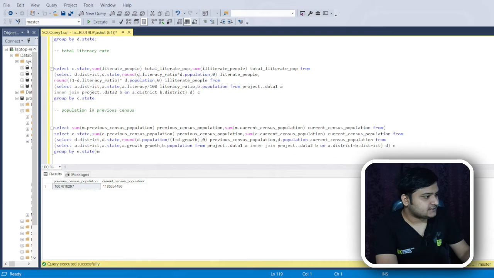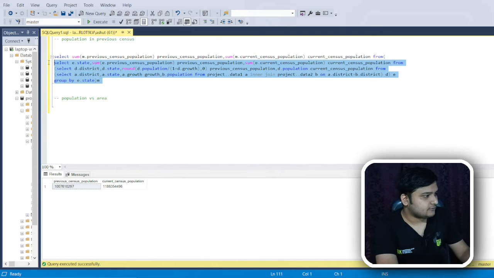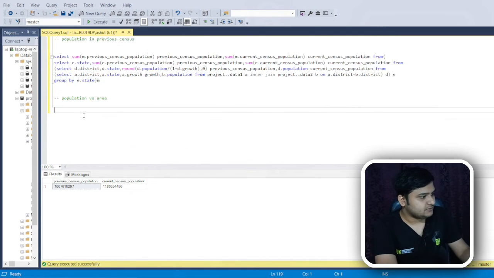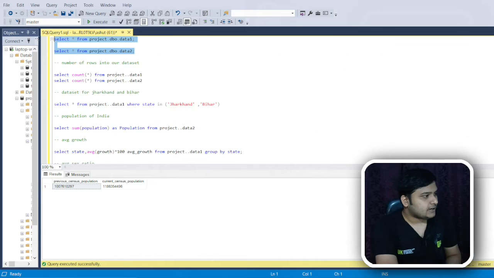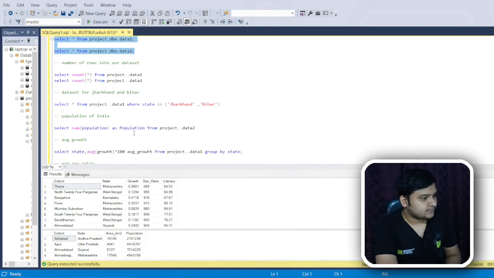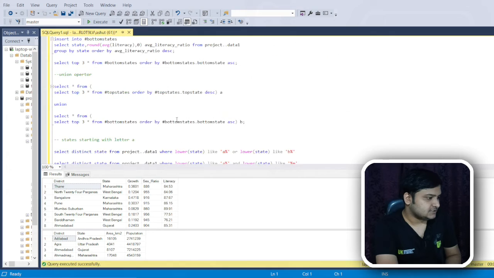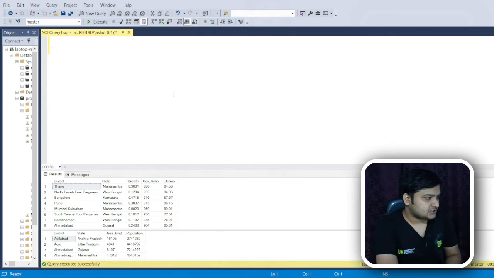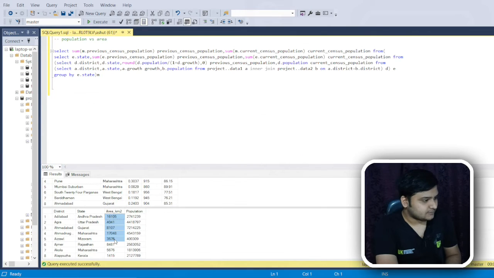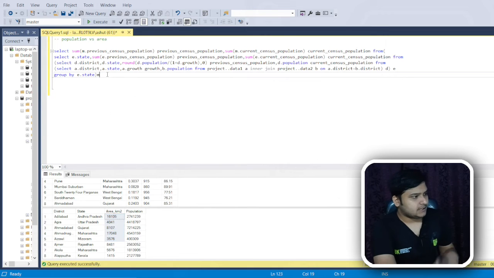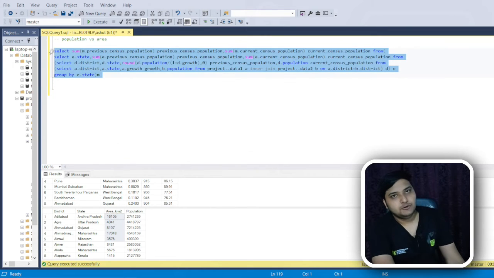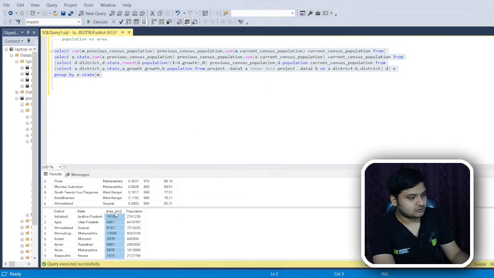Just copy this query which we have written here, and I'll be using this query itself. I would like to see what is present into both of my tables. So you can see we have the area in square kilometers as one of the things here, and we have the query here. So into one of the columns we are getting the current census population, and the population from the previous census as well. And here in this column I have the total area in square kilometers.